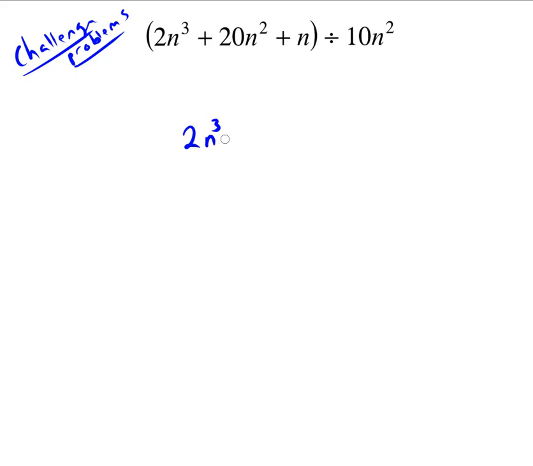So you got 2n cubed plus 20n squared plus n, right? All that's going to go under my division sign. And I'm going to divide that by 10n squared. Now, when you first started this, you might have been like, oh, that's only just one term, right? So that's going to be easy. I'm so glad you thought that.